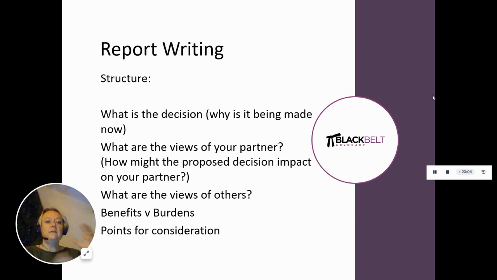Okay, so final kind of chunk of content here. So when you're writing your report, so you've gathered your information, you've been to see your partner a couple of times, you've spent time thinking about how do I help the person make decisions. You've got all your evidence together and you're sitting down now to write your report. So remember, we like simple, clear structure. The story is not about you.